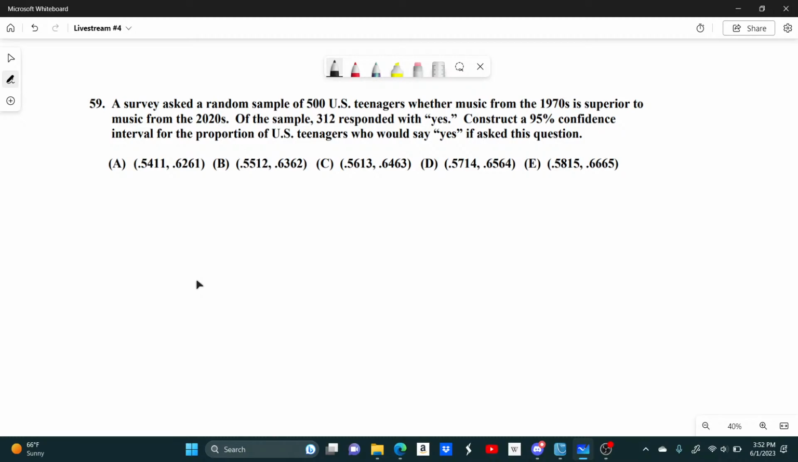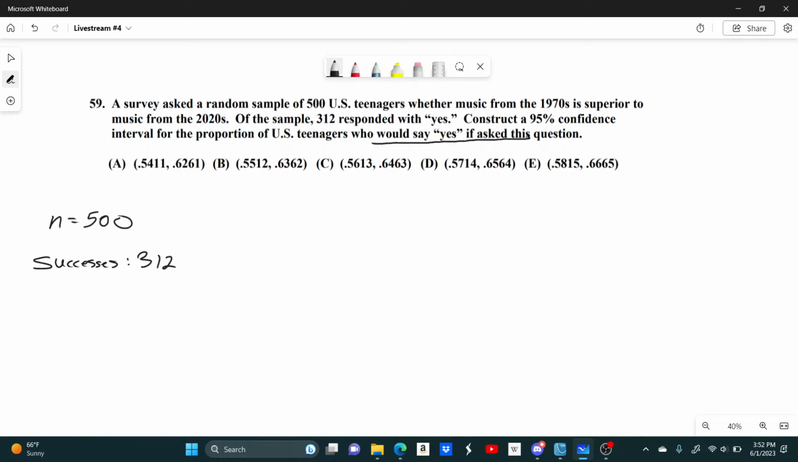Alright, a survey asked a random sample of 500 US teenagers whether music from the 1970s is superior to music from the 2020s. Of the sample, 312 responded with yes. Construct a 95% confidence interval for the proportion of US teenagers who would say yes if asked this question. Okay. So this is what we know. We know they sampled 500 people. How many successes did we have? We had 312 successes. And the yeses are considered successes because that's what we're measuring.